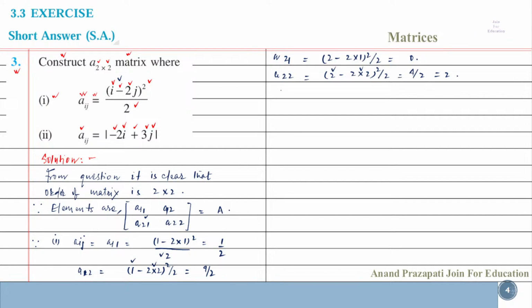So the required matrix equal to 1 by 2, and first row second column 9 by 2, second row first column 0, and second row second column this is the 2. Of that there is no problem to understand up to this step. Let's see the second question.